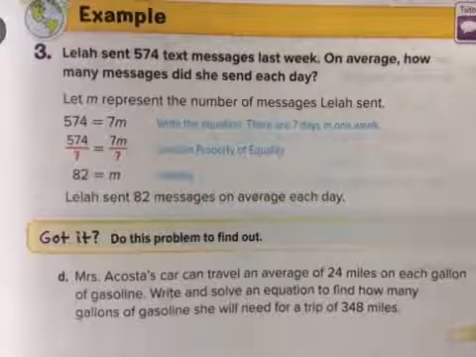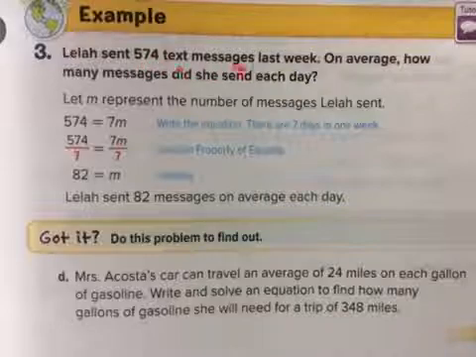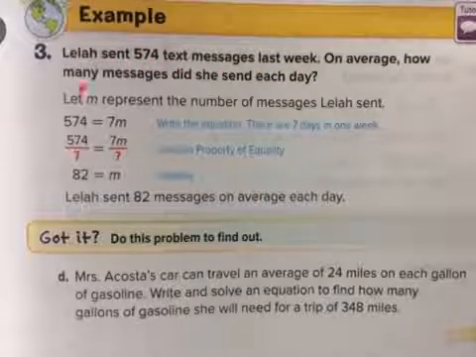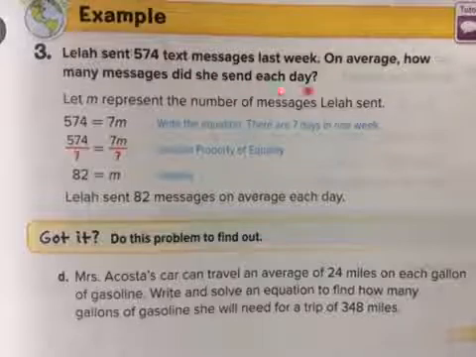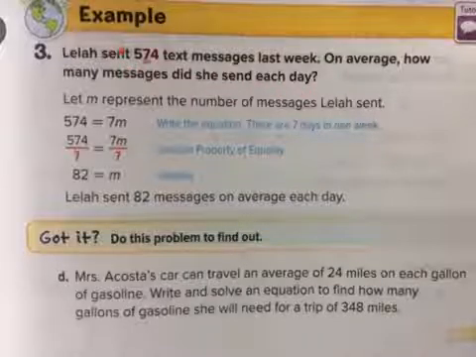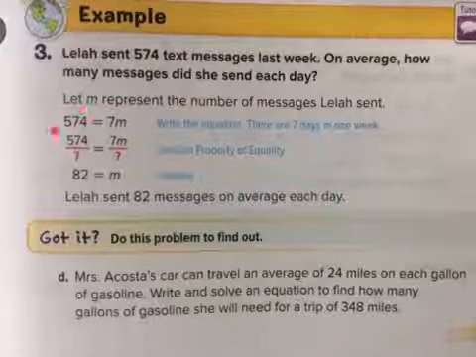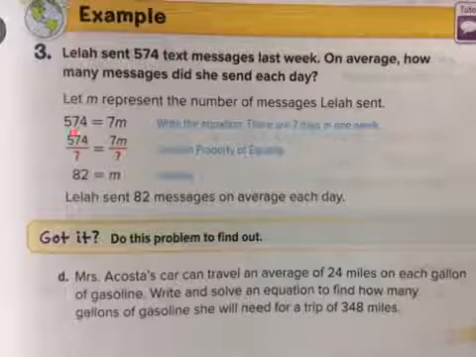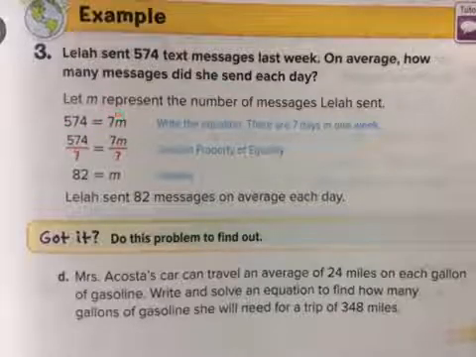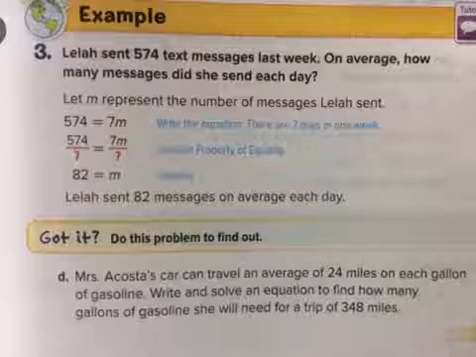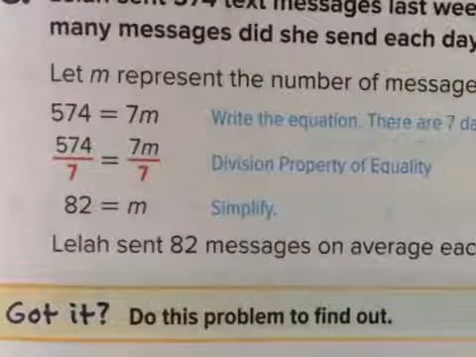Okay, let's see how the concept of a variable can work in a real life context. Leela sent 574 text messages last week. Wow, that's a lot of text messages. On average, how many messages did she send each day? So what we're trying to do is figure out what this number is in days. So we write it as 574 messages. It's the same as 7 times a number of messages. And the reason we do 7 is because there are 7 days in a week, right? They're saying that this was the number of messages in a week.